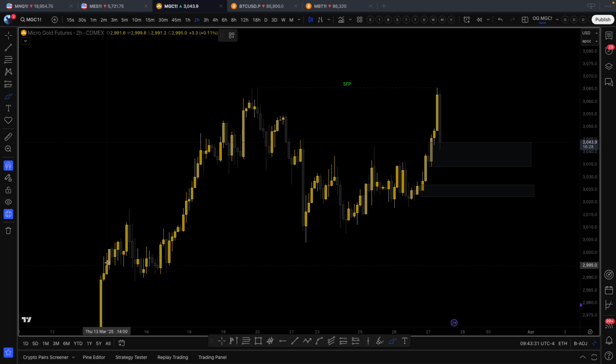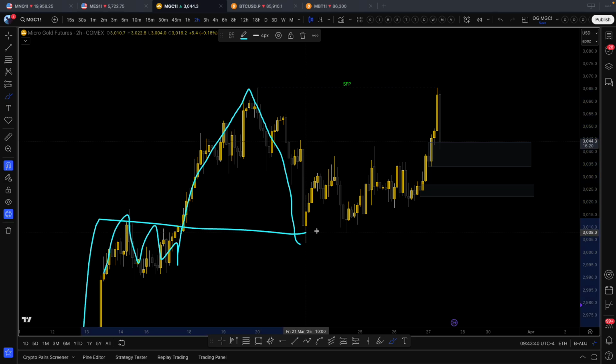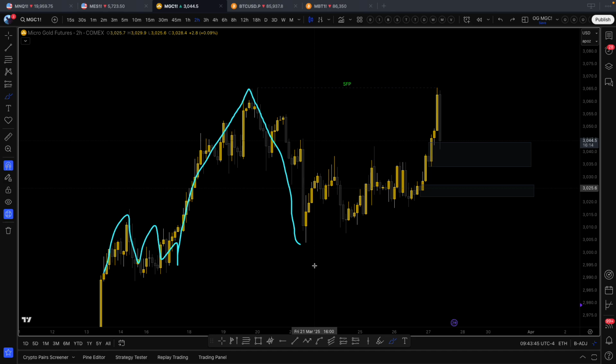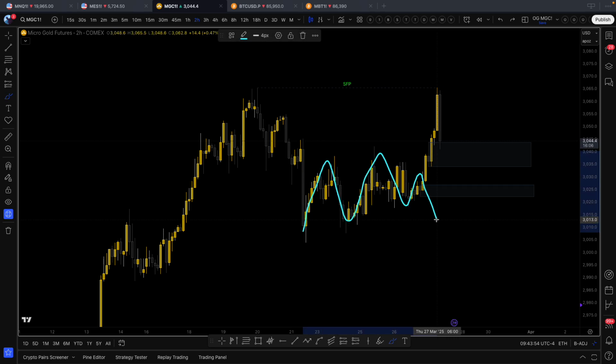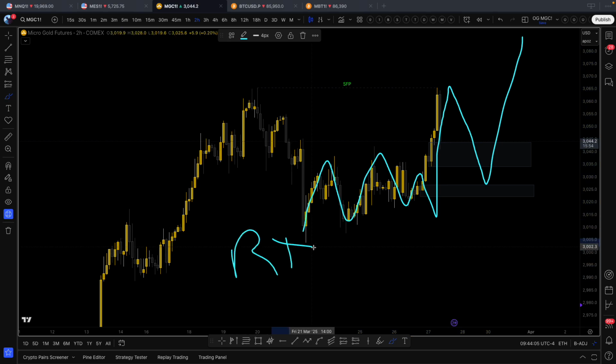we had this range here, and then we had the initiation out of this range, and then we came back to mitigate this range here. So I kind of want to see the same thing happen here, where we have this range and the initiation out of this range, and we come back to mitigate this range, and then a continuation. So that's an RIMC play. This is an RIMC setup here.